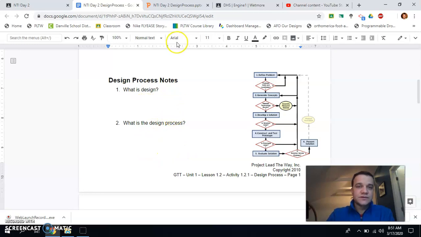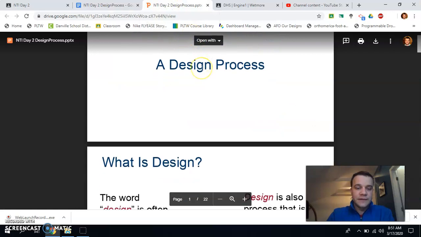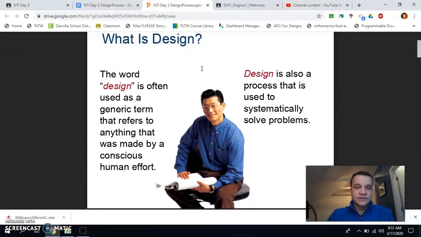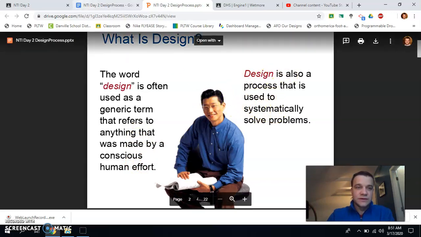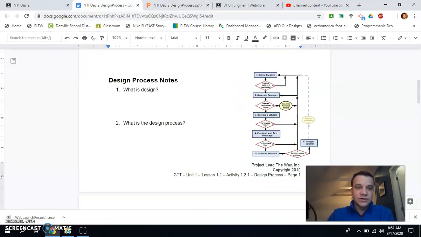To answer those first 2 questions, go over to the attached PowerPoint, and you'll notice here there's a definition for design. The word design is often used as a generic term that refers to anything that was made by conscious human effort. Design is also a process that is used to systematically solve problems. Alright, so that's the answer for question number 1.